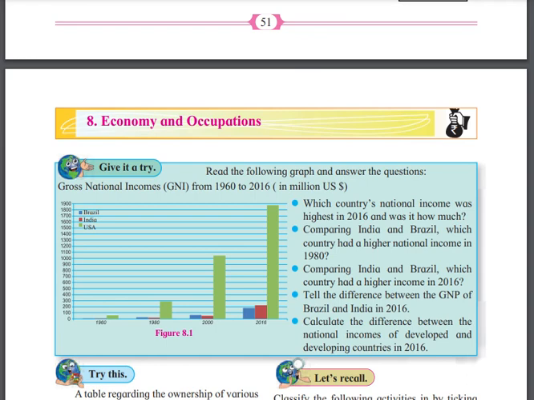Which country's national income was the highest in 2016? Obviously the United States. And how much? More than 1800. Compare India and Brazil. Which country had a higher national income in 1980? Brazil. Compare India and Brazil. Higher income in 2016? India. Calculate the difference between the national incomes of developed and developing countries. For developing countries in 2016, you need to add India and Brazil both, then you need to find the difference. Okay.